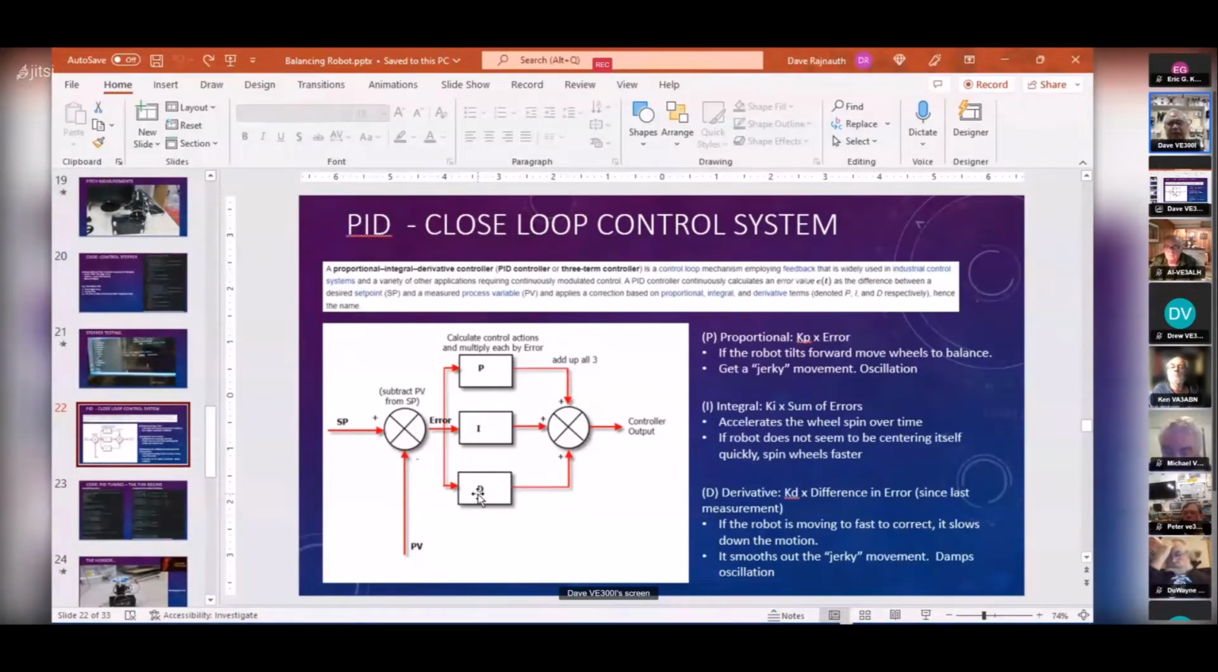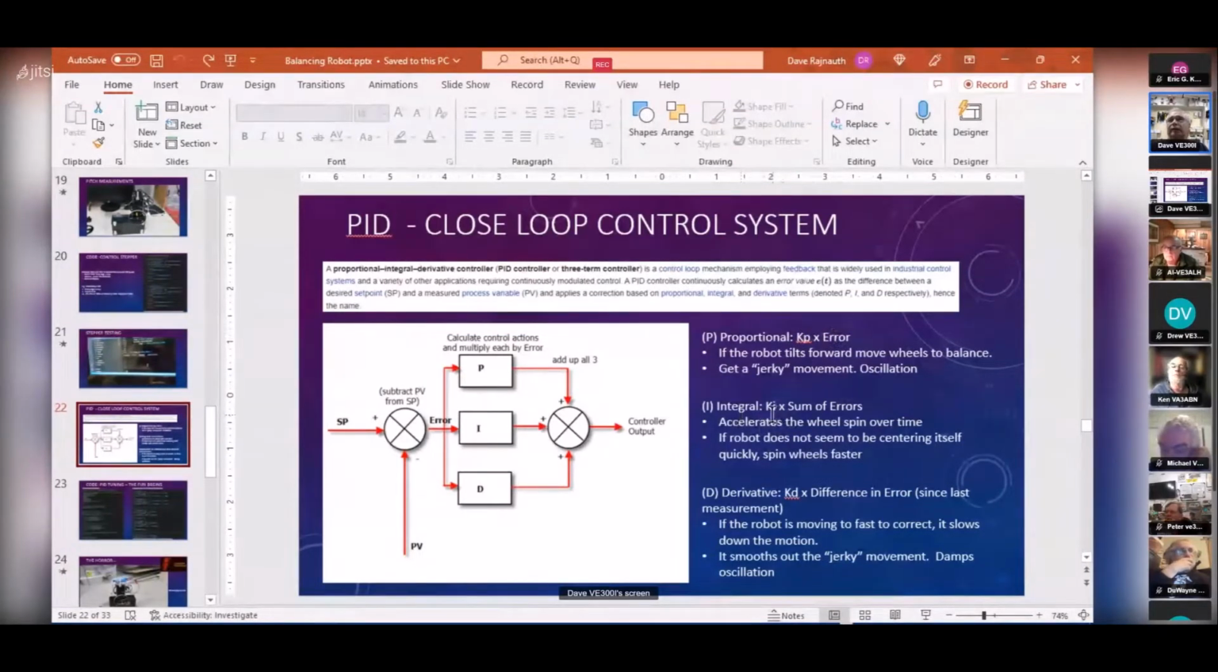The proportional term is very straightforward. It's just the error, the difference from the set point, multiplied by a constant. So this is proportional. If you use a proportional term alone in your PID, you get very jerky movements, because it's only as good as this constant and the magnitude of the error.